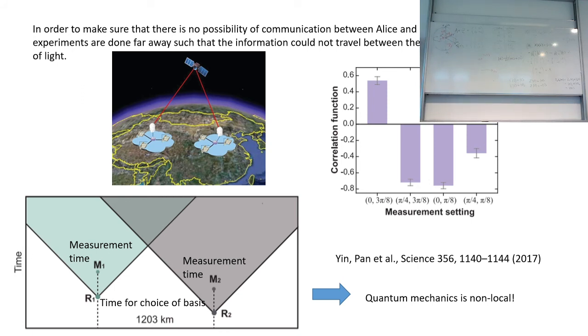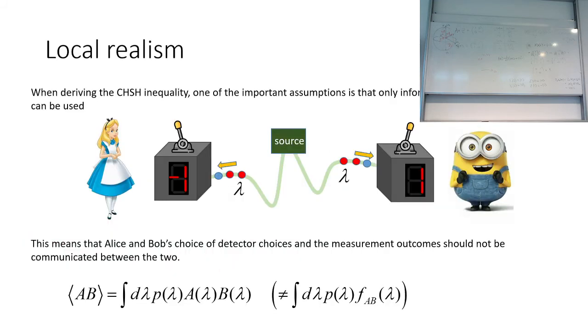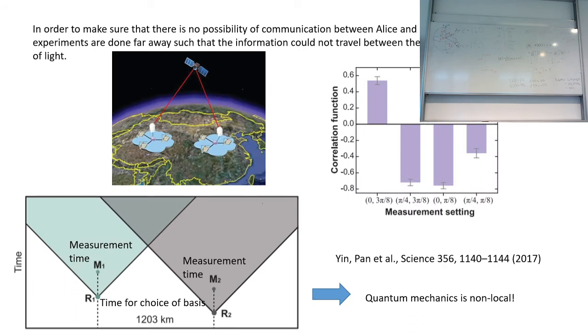And this is the point where they choose which setting they're going to do their measurement in. Is it going to be B or B dash? There's some random number generator to choose, B or B dash. And then some small time later, they do the measurement.